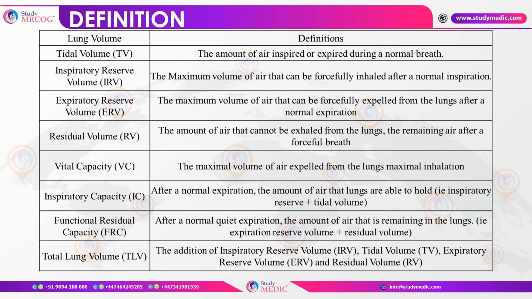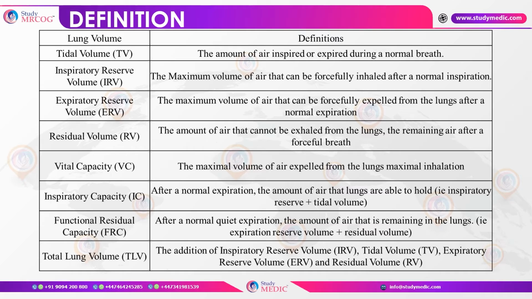Knowing the spirometric definitions is very important. We have various definitions like the tidal volume, which is the amount of air that we inspire and expire during a normal breath, the inspiratory reserve volume, and the expiratory reserve volume. This is basically the maximum volume of air that can be forcefully inhaled after a normal inspiration or expelled after a normal expiration.